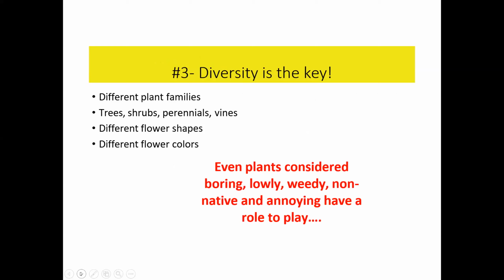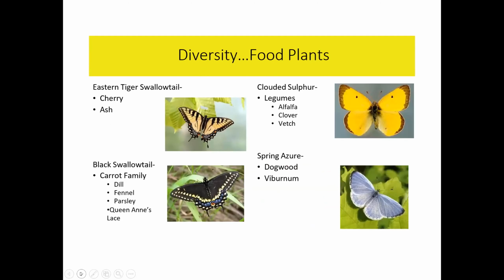So number 3 is to think in terms of diversity. Plant different plant families, plant a combination of trees, shrubs, vines, and perennials, and get different flower shapes and different flower colors. Even plants that are considered boring, lowly, weedy, non-native, and annoying have a role to play in the environment. And in the next slide, we're going to go through some popular butterfly and moth species and what they are attracted to.